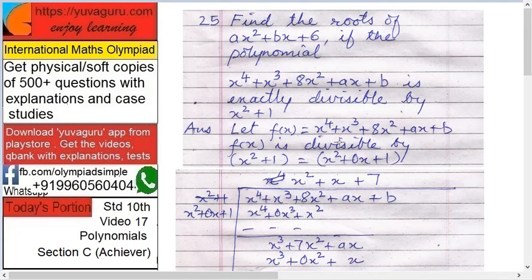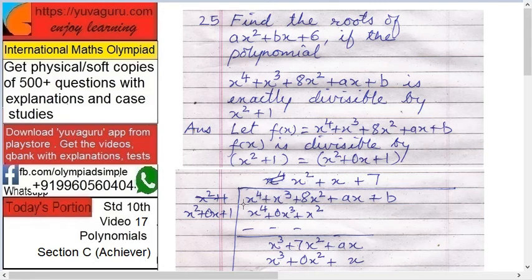Before that, check if the powers of x are in the linear fashion, means f(x) equals x raised to 4 plus x cube plus 8x square plus ax plus b, means x is in the linear fashion. In divisor now, x square plus 1 directly. So is there any x? No, we have to put it. So it becomes x square plus 0x plus 1. So now divide it. So x raised to 4 plus x cube plus 8x square plus ax plus b divided by x square plus 0x plus 1, right?